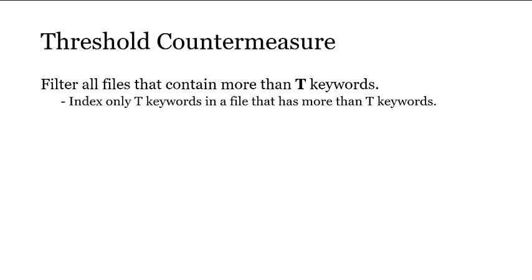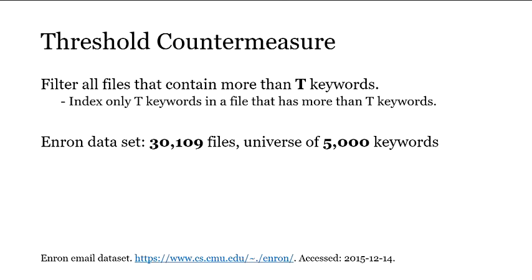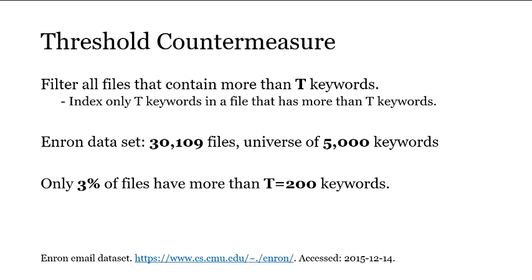So to test if this countermeasure is reasonable, we choose the Enron dataset, which is a dataset consisting of real-world emails obtained from a data breach and is used widely for research purposes. Under a universe of 5,000 keywords, only 3% of the files have more than 200 keywords, which means if the client sets the threshold as 200, only 3% of regular files will be affected. So this is a kind of good countermeasure. And under this countermeasure, the server cannot inject those long files. What can he do now?